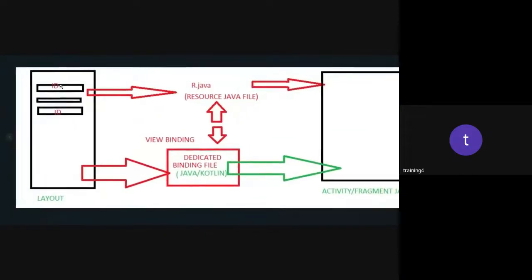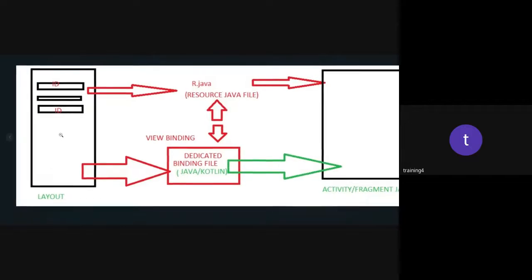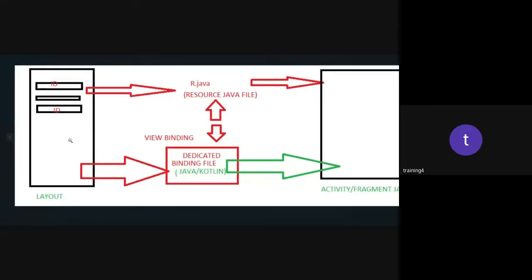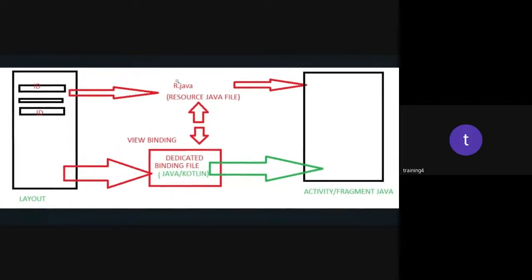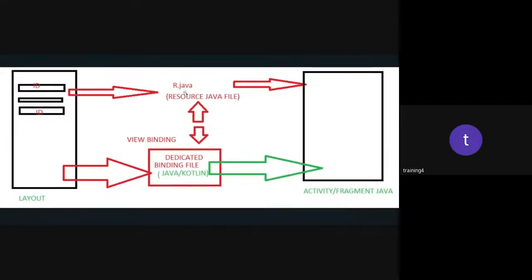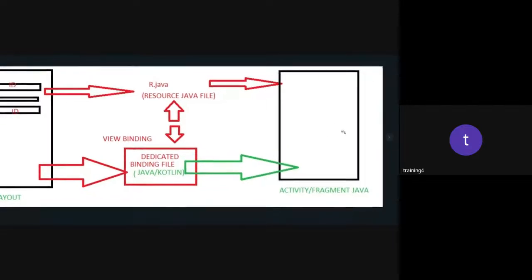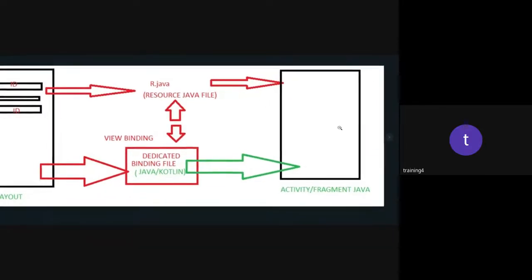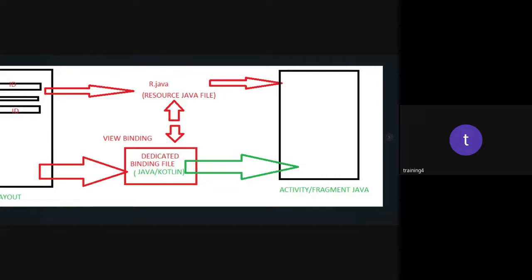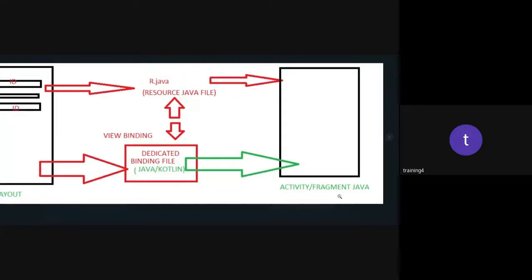The details of the layout file are part of the resource, R.es. To represent the resource file, we have an inbuilt file known as R.java. From there, we can extract the resources if required from our activity or from our fragment, whatever kind of file it is, in Java or Kotlin.